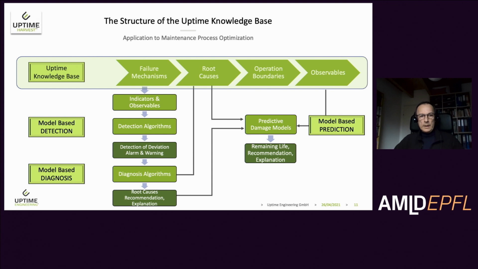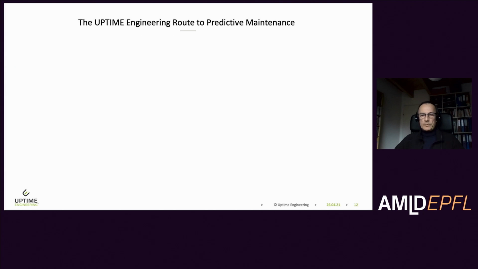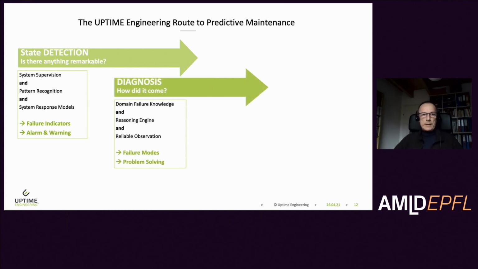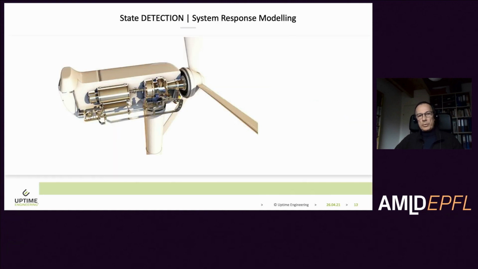Enter into detection algorithms, which deliver alarm and warning, which also gives rise to diagnosis algorithms, which identify the root causes based on the library which we have here. And with the root cause, we are able to identify the corresponding lifetime function, which identifies something like remaining useful life, for example. That means the route to predictive maintenance comprises 3 steps. The first is detection, the second is diagnosis, and the third is prognosis.